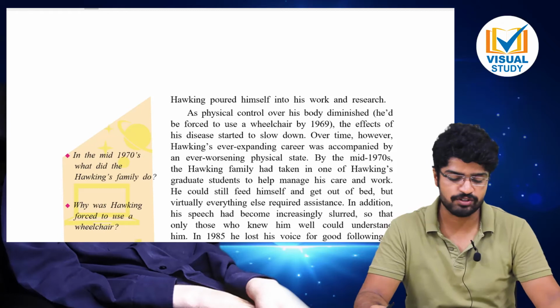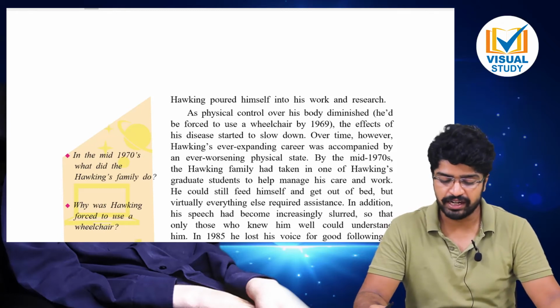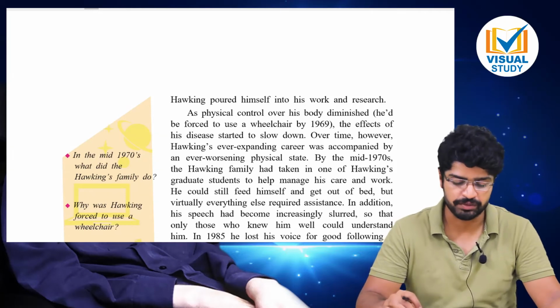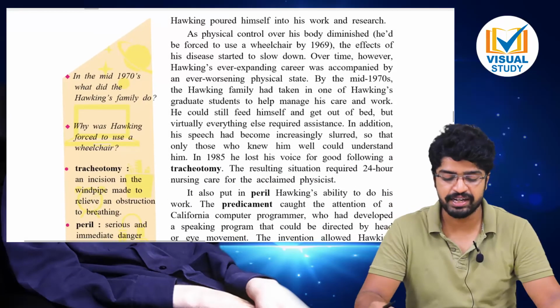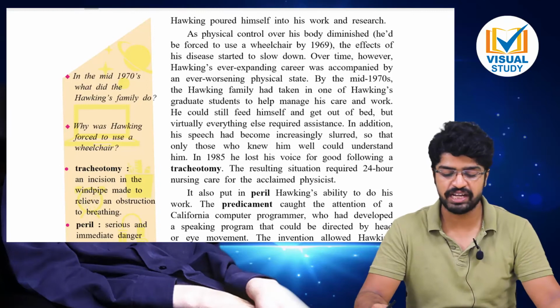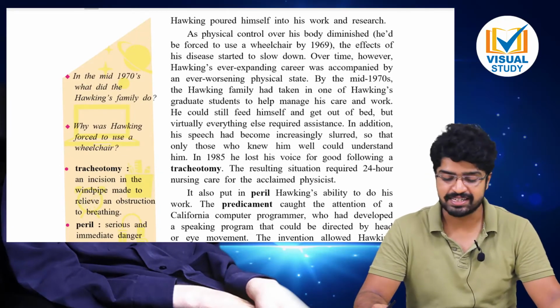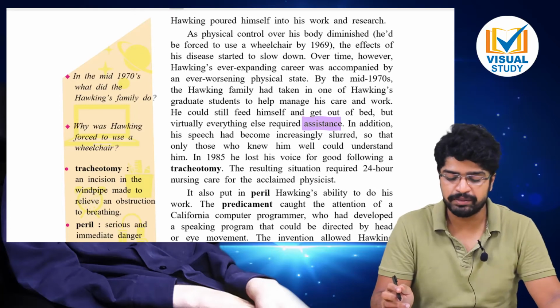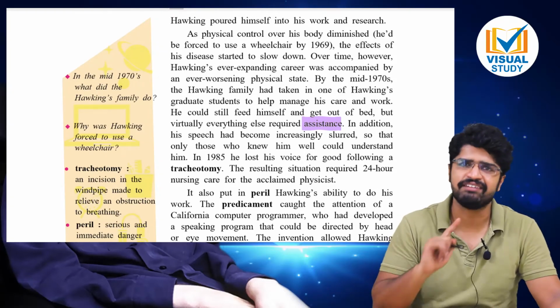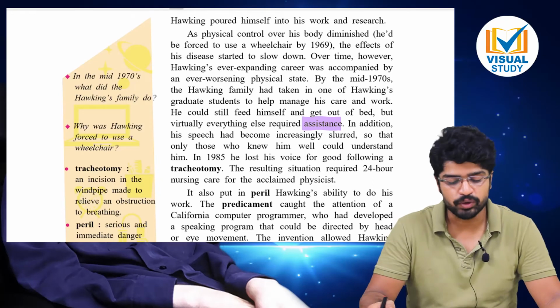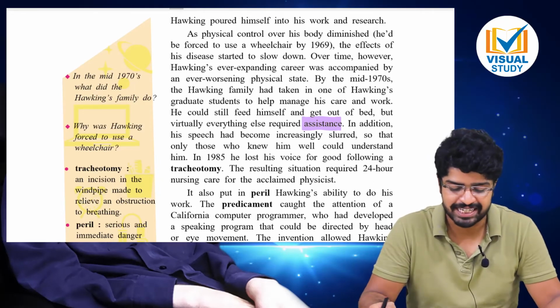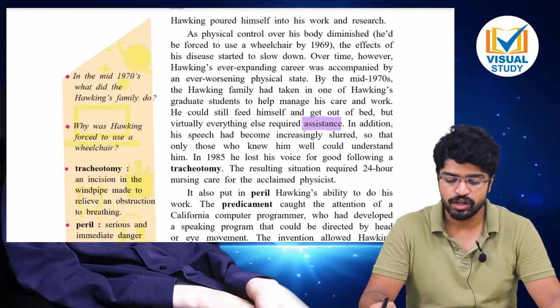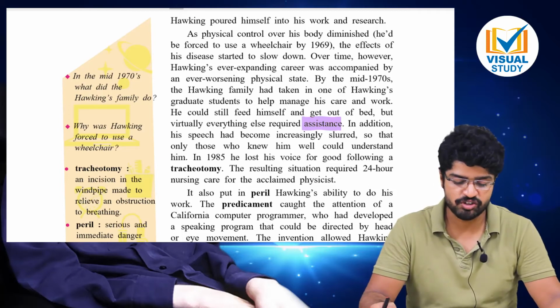By the mid-70s, Hawking's family had taken in one of Hawking's graduate students to help manage his care and work. He could still feed himself and get out of bed, but virtually everything else required assistance. Assistance here means help. In addition, his speech had become increasingly slurred, so that only those who knew him could well understand him. In 1985, he lost his voice for good following a tracheotomy.